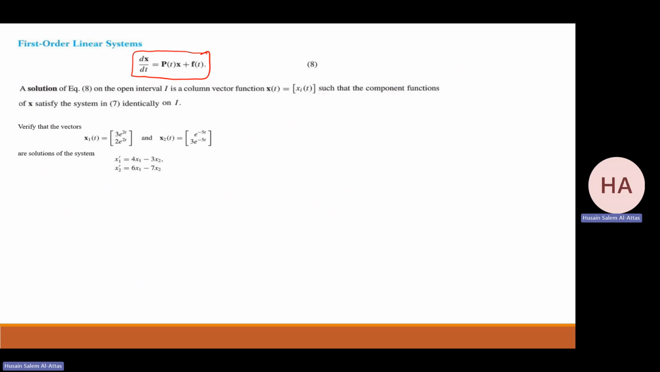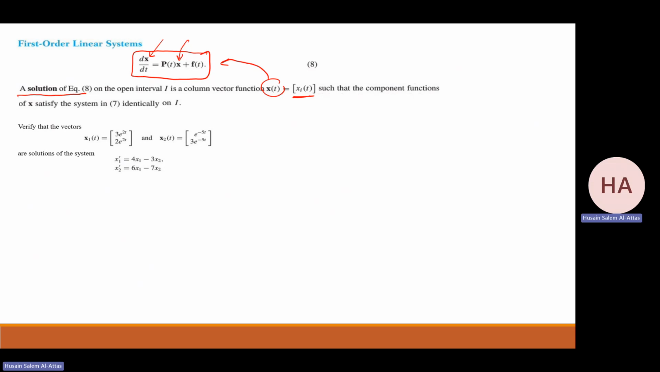A solution of equation 1. What do we mean by a solution of this equation? On the open interval is a column vector function. I have column vector x of t. I'm looking for this x. This is what I'm looking for, so that the component functions of x satisfy the system. So if I substitute this vector in this equation, I'm getting the left-hand side equal to the right-hand side. That's mainly the thing.